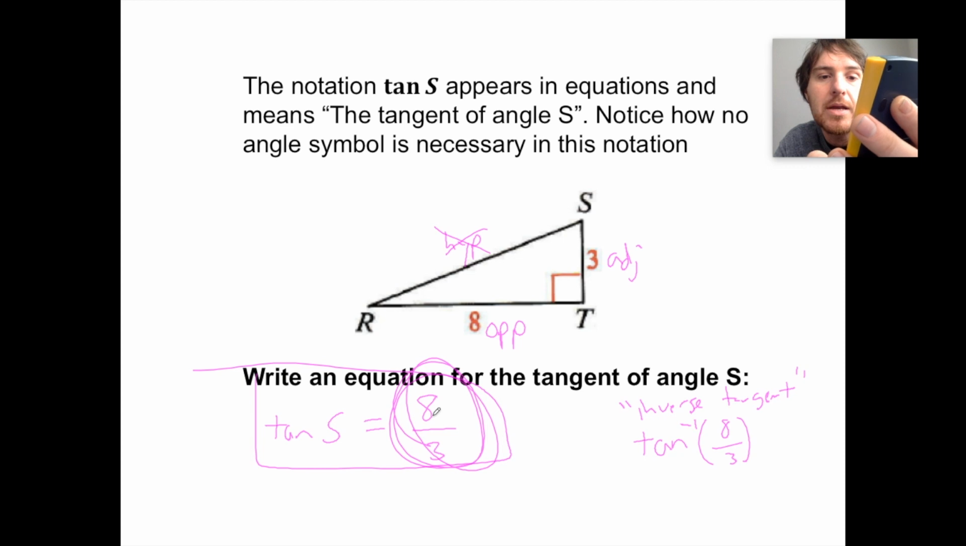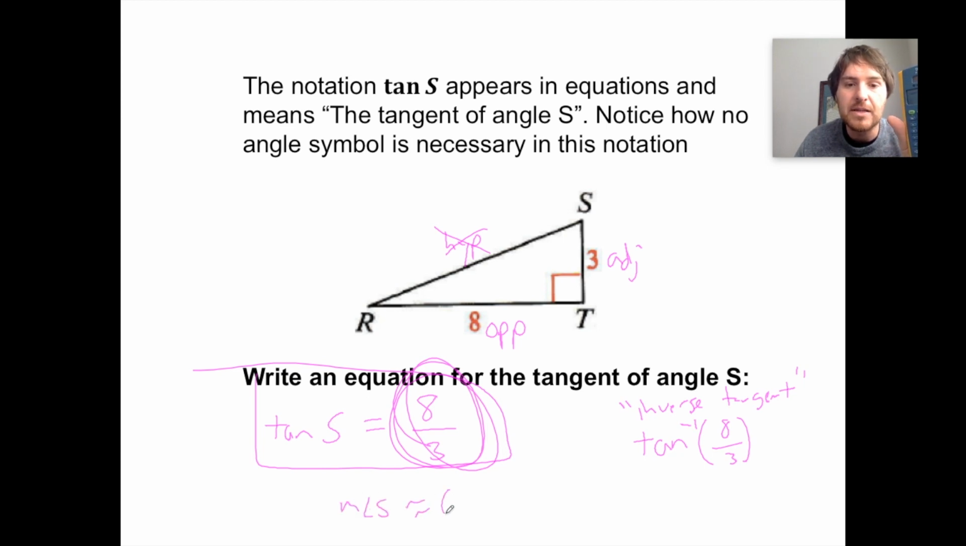So if I hit the second button, I hit tangent to the -1 power of 8/3, it's going to tell me what angle it is here. Remember, I'm in degree mode, not radian mode here. So I got 69.4, okay? So you didn't have to do it in this problem here, but the measure of angle S is approximately 69.4 degrees. And did I do everything right? That looks like it's about 70 degrees or so. This looks like it's about 20. That kind of makes sense here.